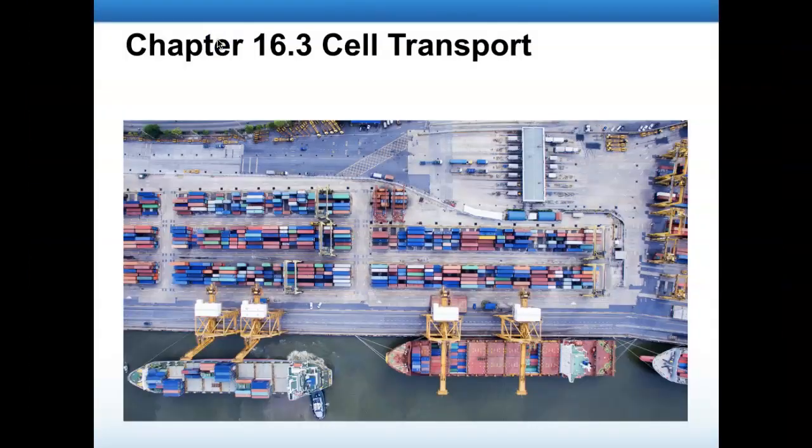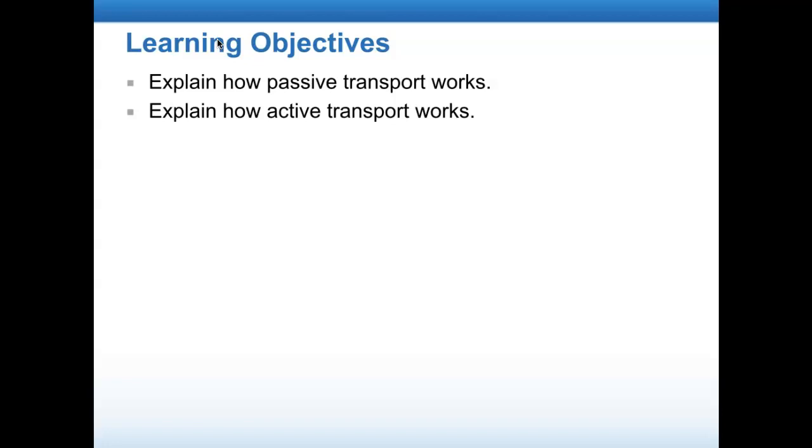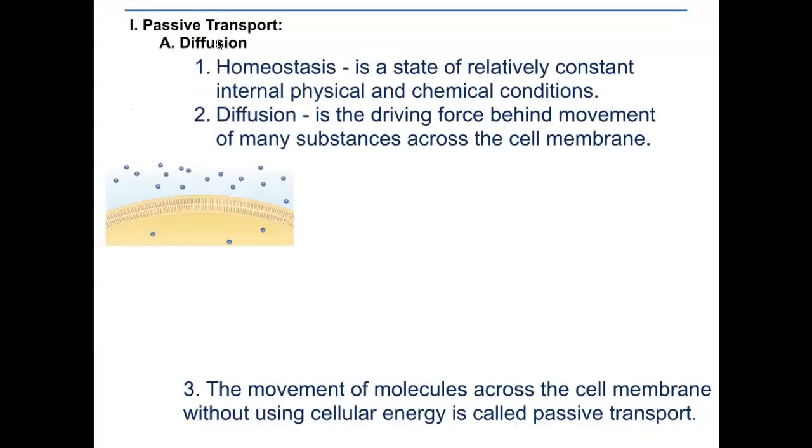16.3 Cell Transport. Learning objectives: explain how passive transport works, explain how active transport works. Every living cell exists in a liquid environment. One of the most important processes carried out by the cell membrane is to keep a cell in homeostasis. Homeostasis is a state of relatively constant internal physical and chemical conditions.